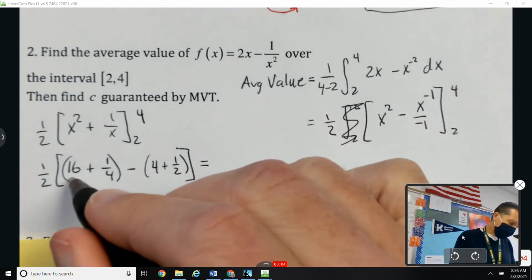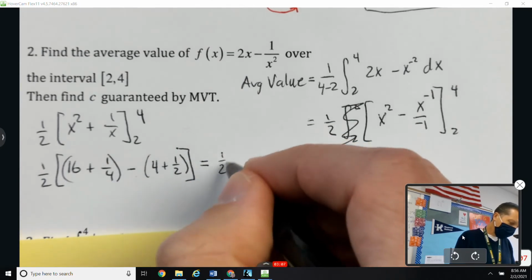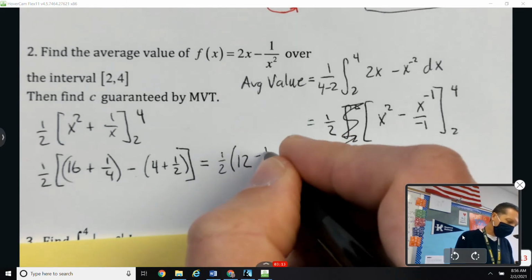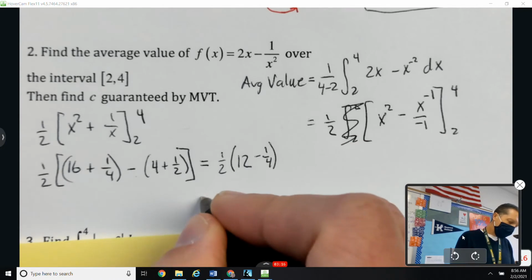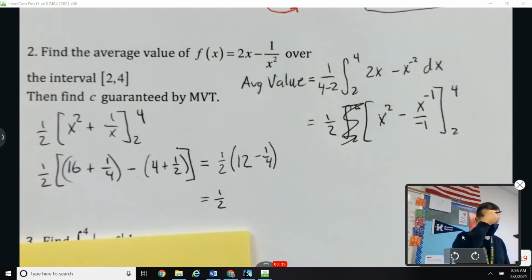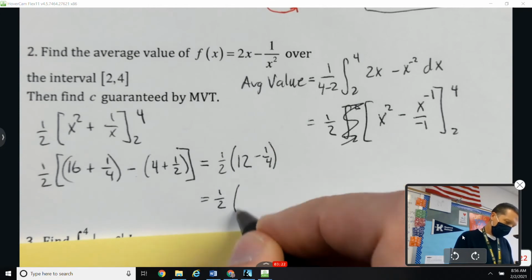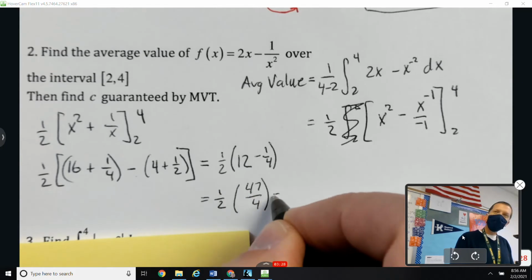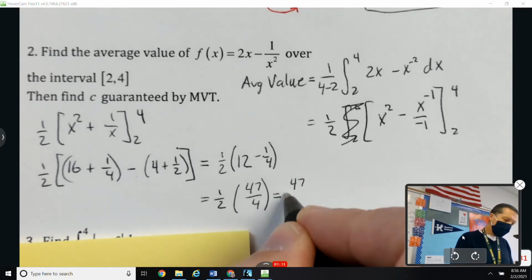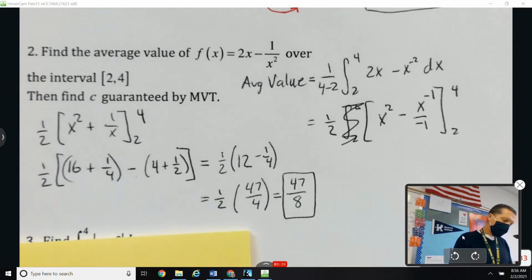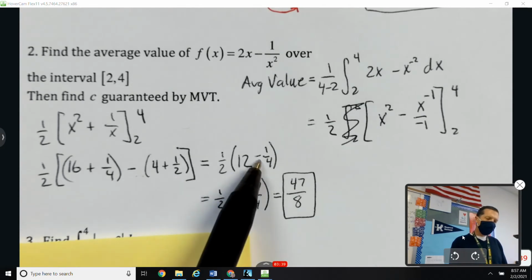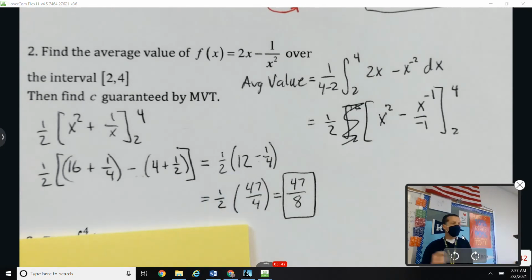So let's see. 16 minus 4 is 12. 1/4 minus 1/2 is minus 1/4. 12 minus 1/4 would be 48/4 minus 1/4 would be 47/4. I think I saw this on somebody's paper. I got 49/4, if you maybe didn't distribute the minus to the 1/2. You ended up with a plus 1/4 there, maybe. I don't know. But that's the value of a safe stop, right? Like, don't mess this up.